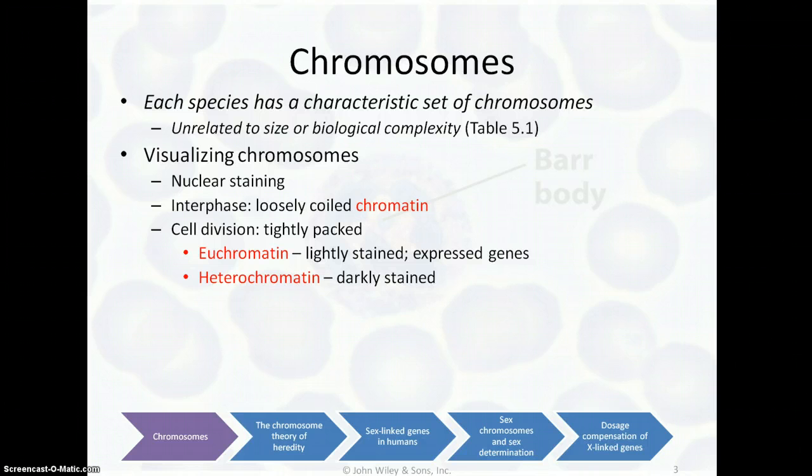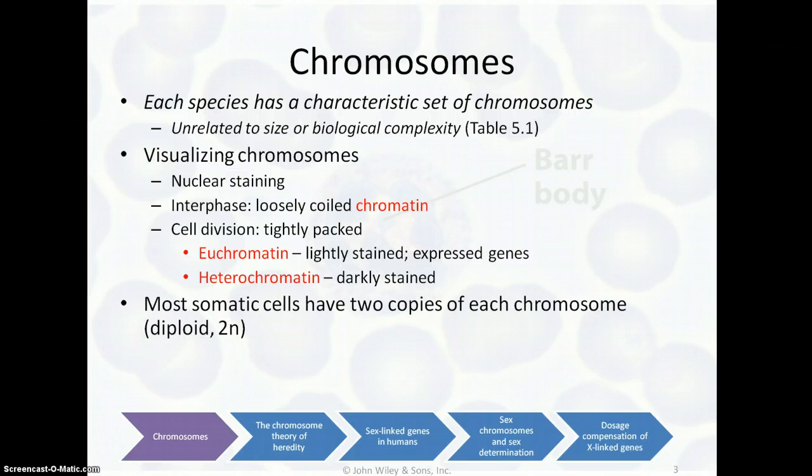We really can only see the chromosomes during cell division when they're tightly packed for easy segregation into daughter cells. During interphase, they're very loosely coiled. We refer to that as chromatin, and it's very thin, very difficult to see. But during cell division, when we stain them with a specific nuclear dye, we see different regions that stain differently, and we refer to this as a banding pattern. The lightly stained regions are called the euchromatin, and these regions typically contain genes that are on, or expressed, whereas the heterochromatin will stain more darkly, and these are the unexpressed genes, or the genes that are essentially turned off.